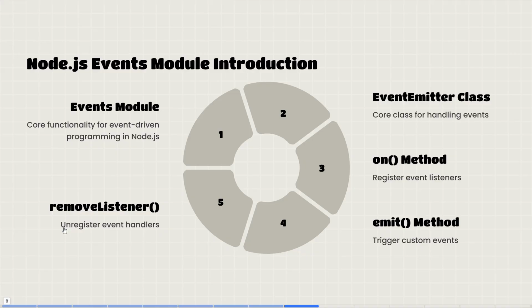The event module enables event-driven programming, which is at the heart of Node.js. It uses the EventEmitter class to create and manage events. Listeners are registered using the on method and events are triggered using the emit method. We can also remove listeners when they are no longer needed, which helps prevent memory leaks.